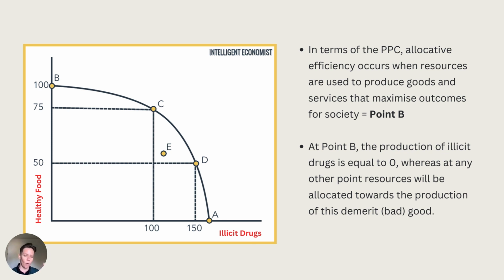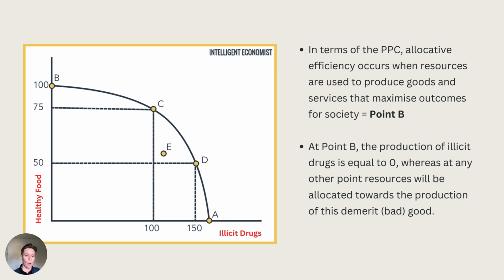And then on the y-axis with healthy food, we assume that everybody wants it, and that's where our resources should be allocated, okay? So in terms of the PPC, allocative efficiency occurs when resources are used to produce goods and services that maximize outcomes for society.